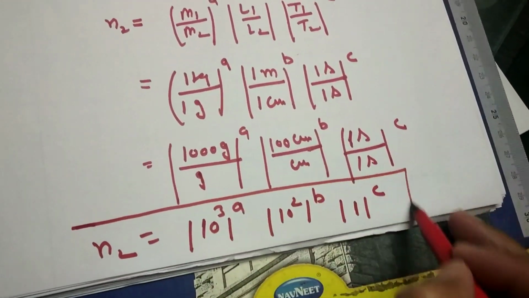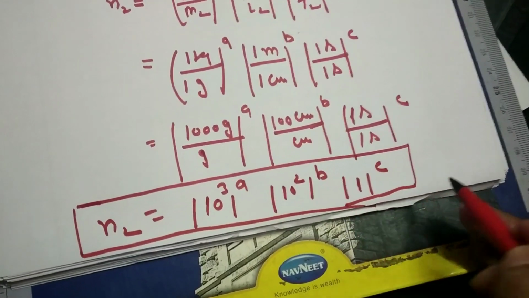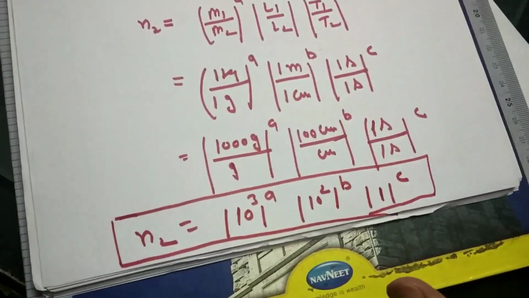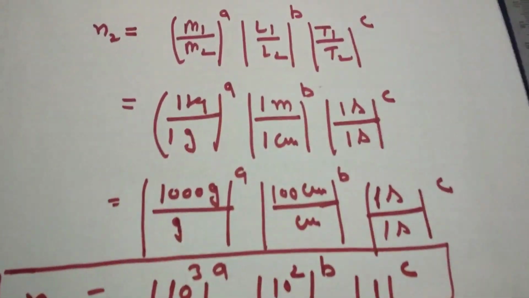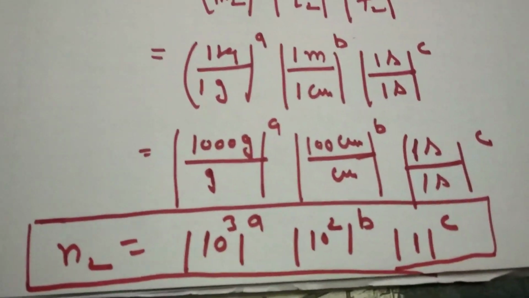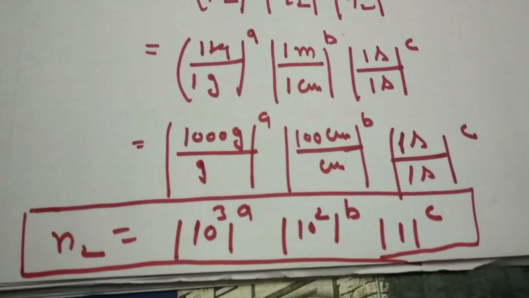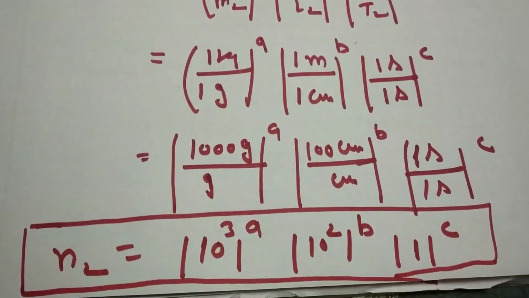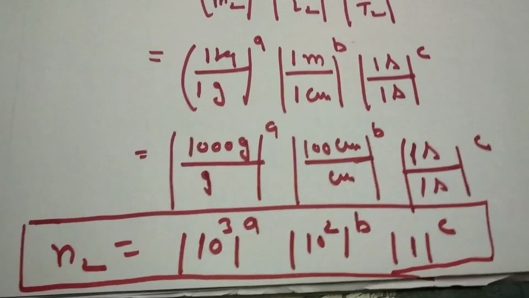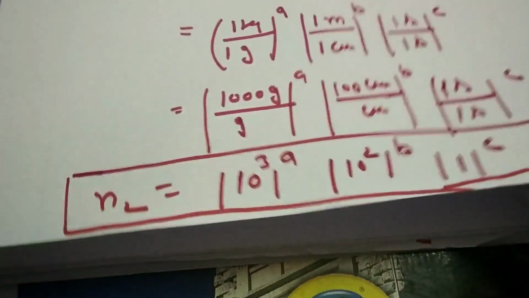This is the common step. Directly this formula you can use to convert any quantity into another unit system. Clear? So this is the common step. Now same thing, we are taking the physical quantity force, and we will convert MKS into CGS. So this is the formula.